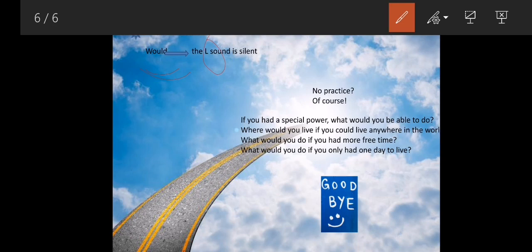Now, I think my lesson is over here, and now we will do some practice to clarify the subject better. I have got some hypothetical questions for you here. If you had a special power, what would you be able to do? Where would you live if you could live anywhere in the world? What would you do if you had more free time? What would you do if you only had one day to live?